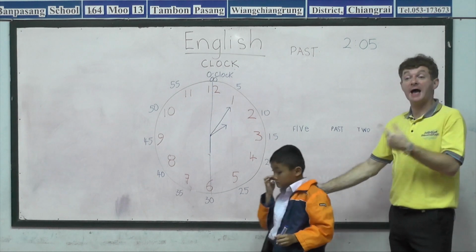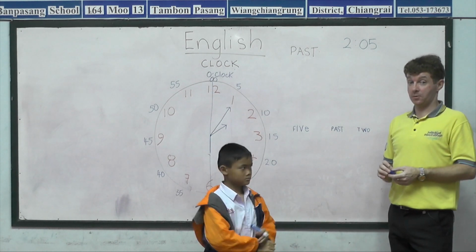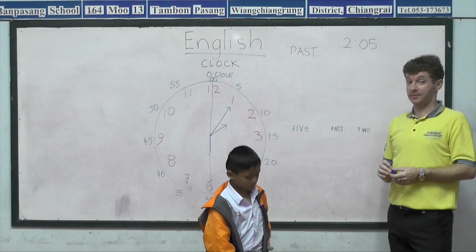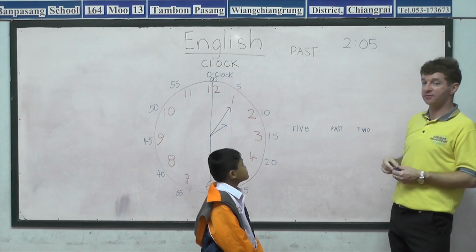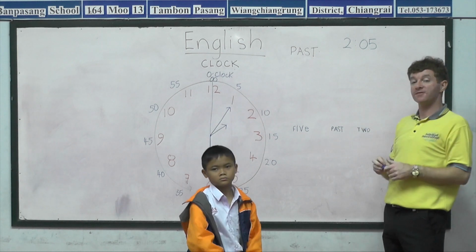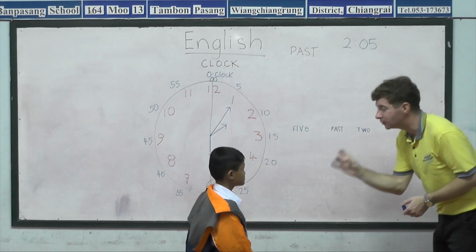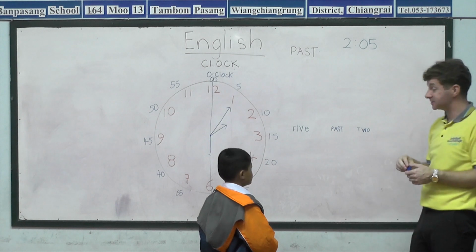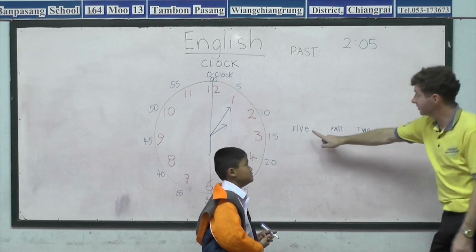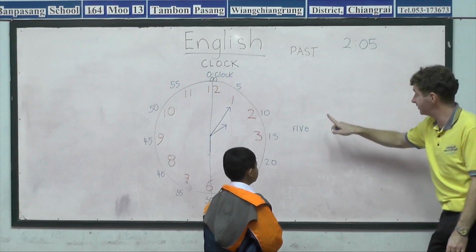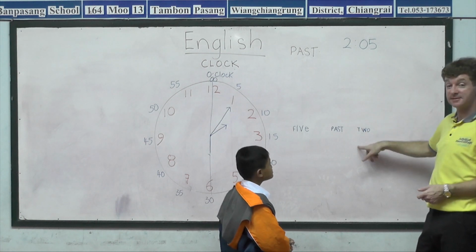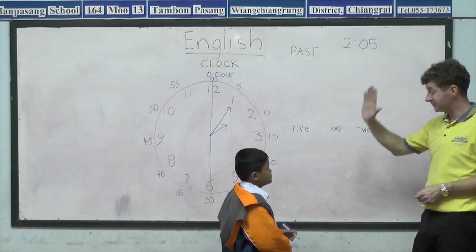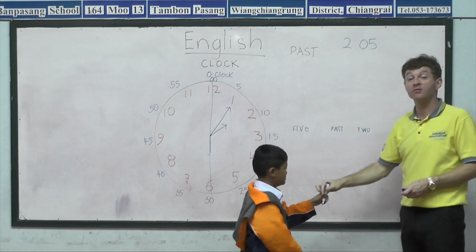So somebody ask me the time. What time is it? The time is 2:05. Somebody asked you the time. What time is it? And you say the time is 2:05. You see? 2 ways to say the same time. High five. Round of applause for Chu.